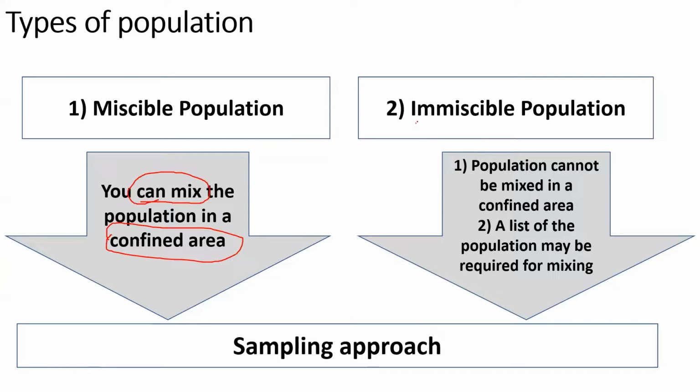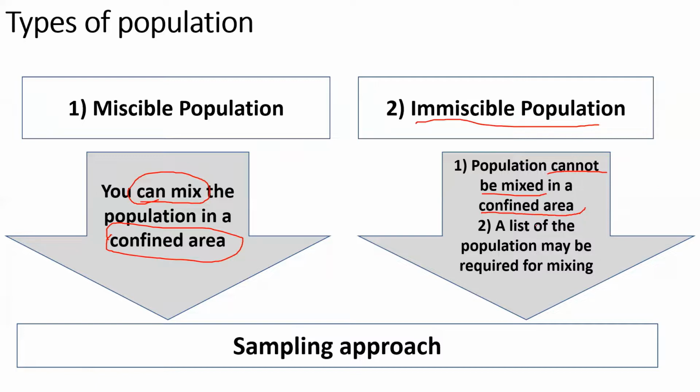So now we move to immiscible population. You cannot mix this population, it cannot be mixed. So the population is not in a confined area, or it could be in a confined area, but mixing is definitely not possible. When you have a population that you can mix, like in Lotto, the balls are mixed by the machine and balls are selected randomly.